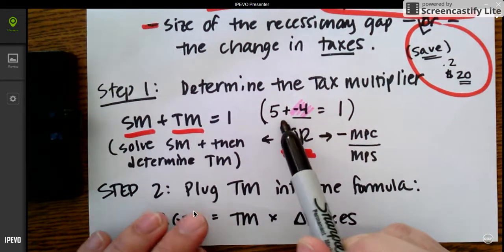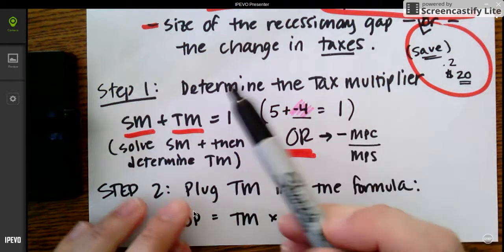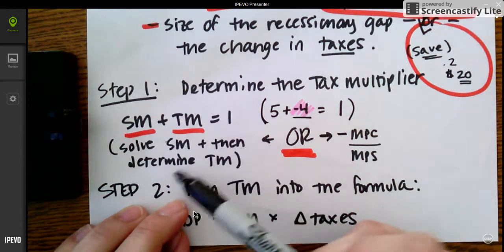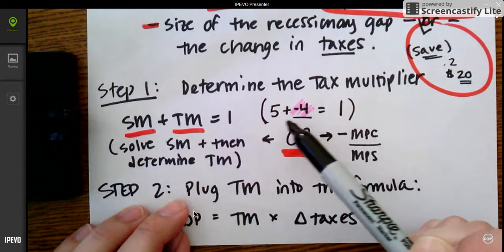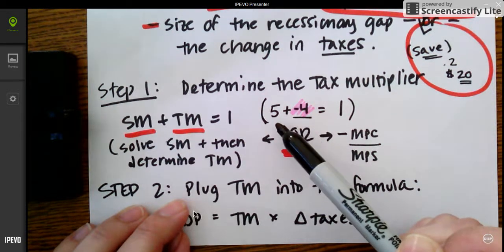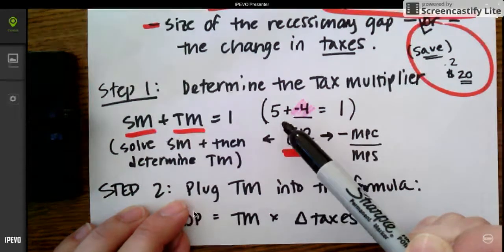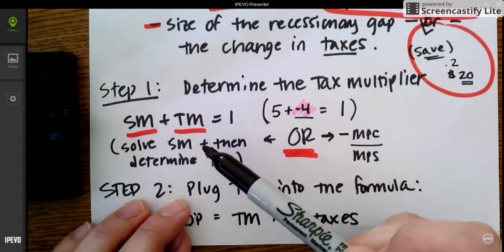So like I said before, what way do I recommend? I recommend not learning another formula because you have a lot to learn. So I just think solve for your spending multiplier and then determine the tax multiplier, knowing that they add up to 1. So if your spending multiplier was 8, then your tax multiplier is -7. If your spending multiplier is 10, then your tax multiplier is -9. I just think it makes it easy.